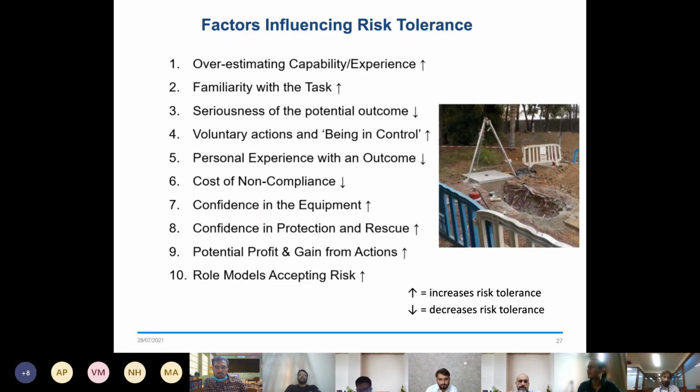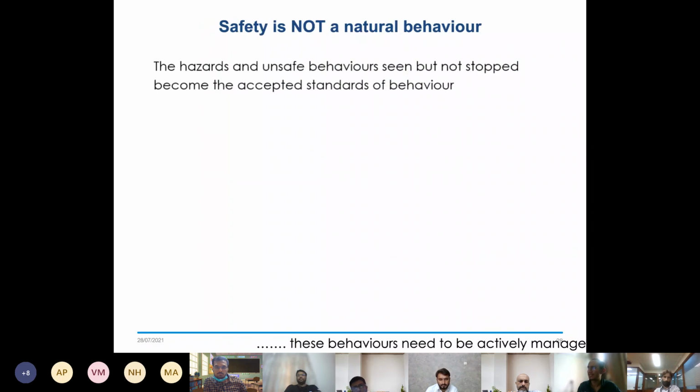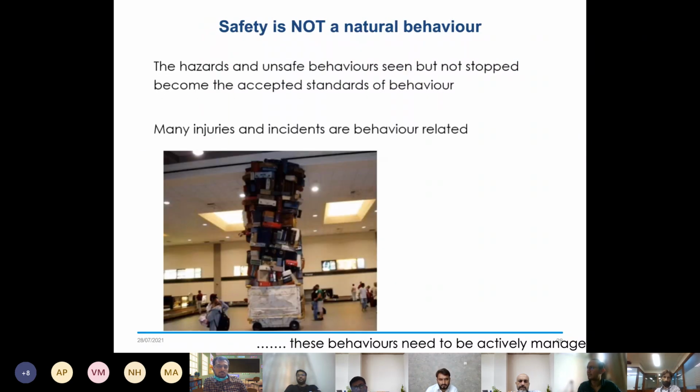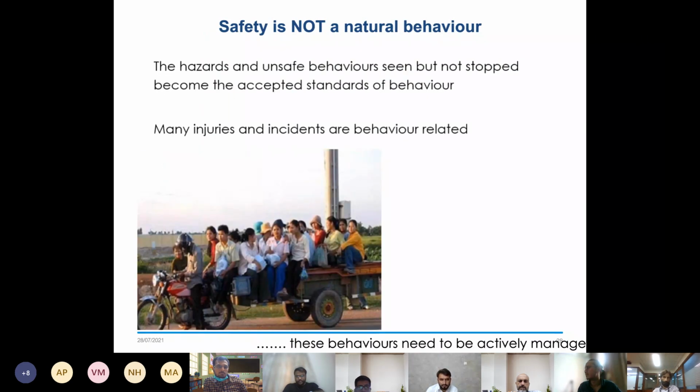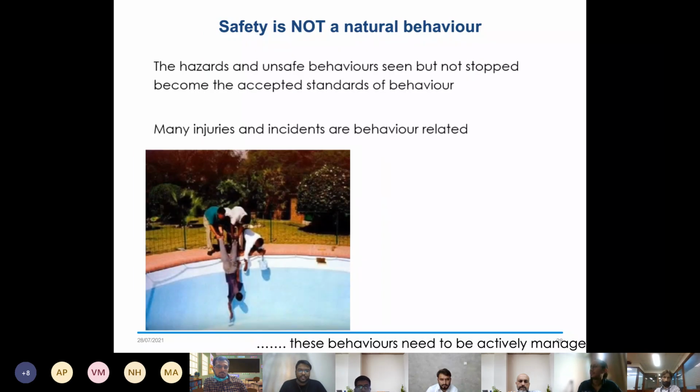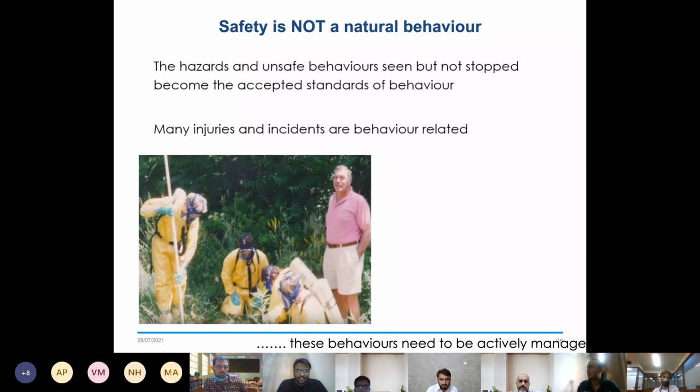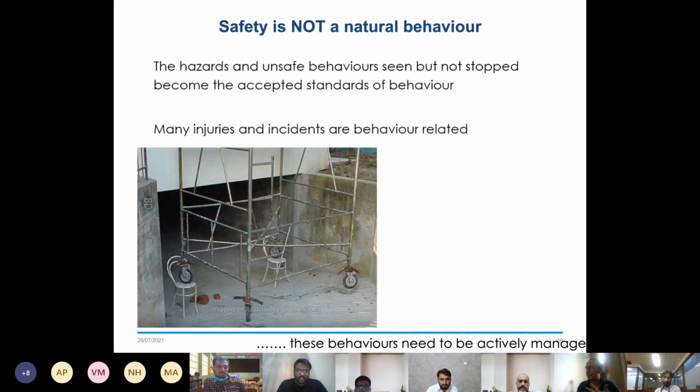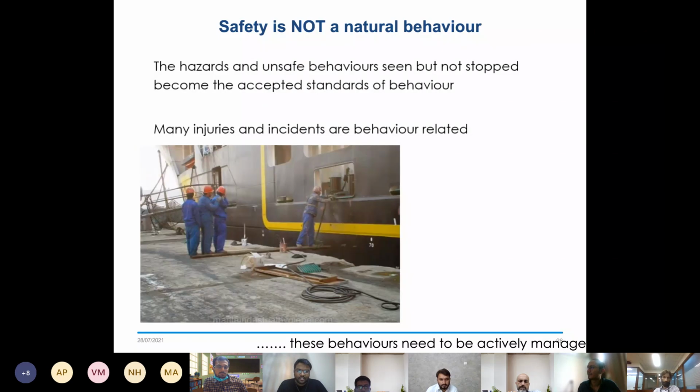Again, safety is not a natural behavior. This is a very common saying, a very familiar one. Safety is not a natural behavior. It needs to be educated. For example, like this photo, just imagine this is some sort of shortcutting, taking things for granted, and it relates to risk tolerance as well. They already tolerate the risk based on experience.